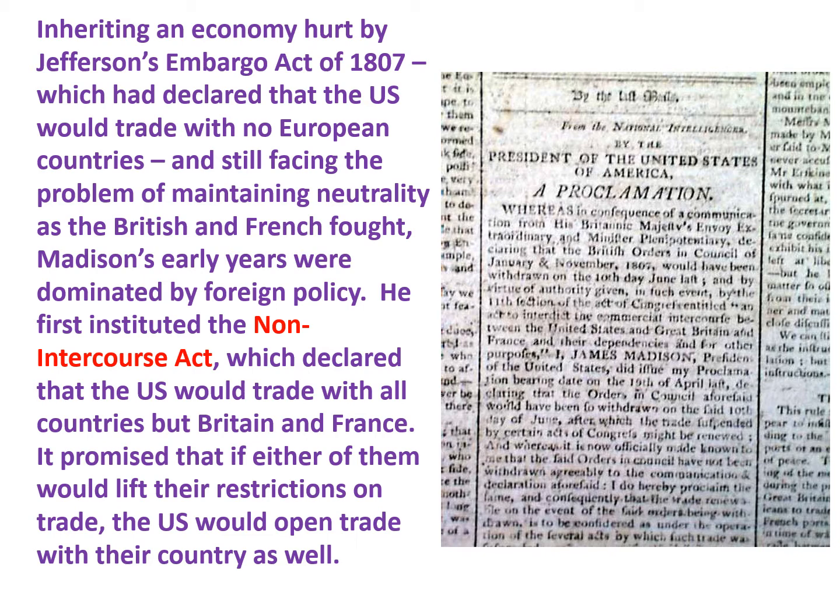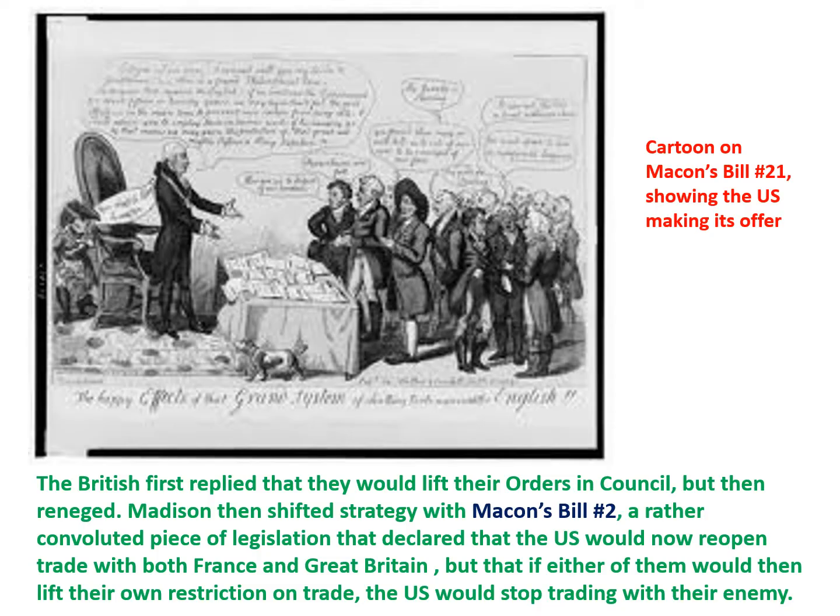Not surprisingly, Madison's early years were dominated by foreign policy. His first action was to institute the Non-Intercourse Act, which declared that the United States would trade with all countries but Britain and France. It promised that if either of them would lift their restrictions on trade, the U.S. would open trade with their country as well. And this is the beginning of what is a rather convoluted way of dealing with neutral trading rights. Well, the British replied that, okay, they'd lift their orders in council, but then they reneged. They said their foreign minister had been misunderstood.